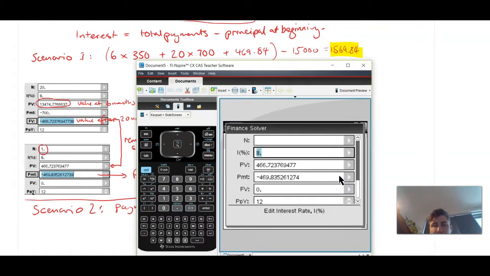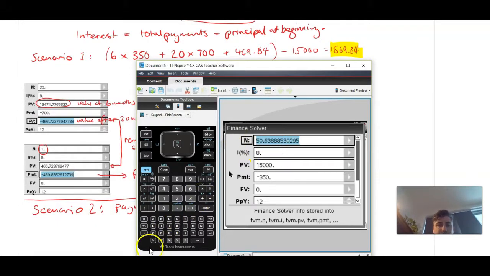We don't know how long the loan is. 8%. 350 is the... 15,000 is the principal there. Minus 350 is the payment. FV is 0. And we just need to know how many payments it's going to be. So if we hit enter there, it's going to be 50.6 payments.